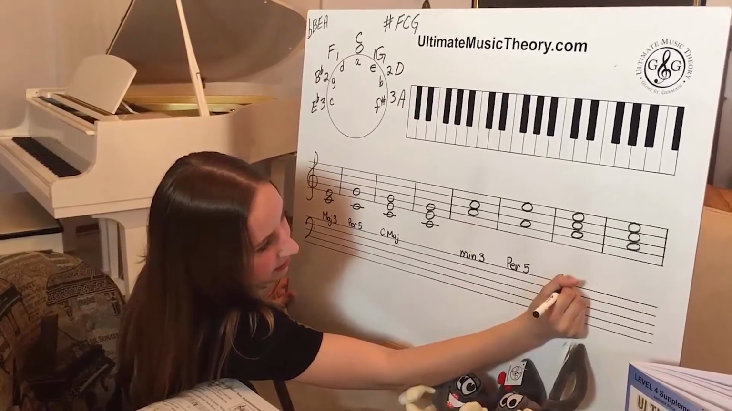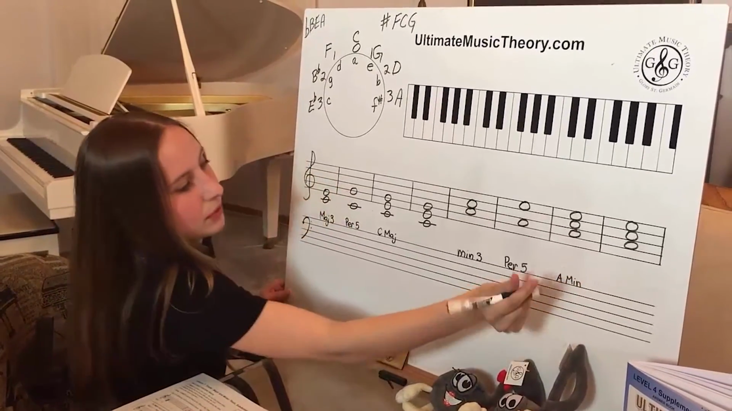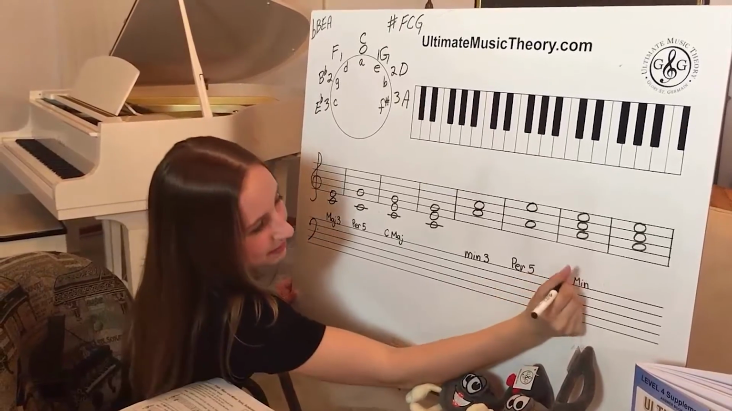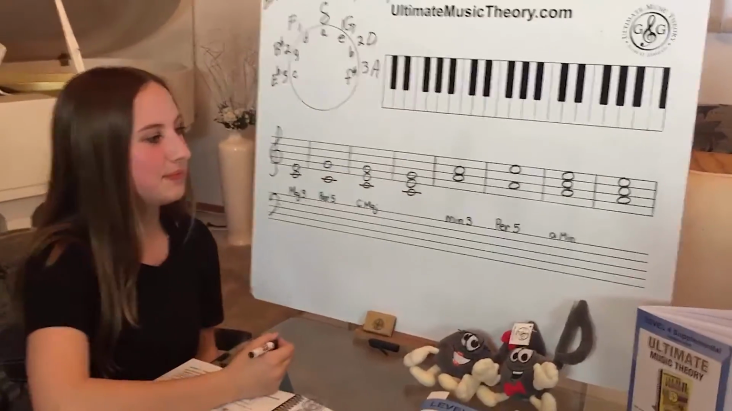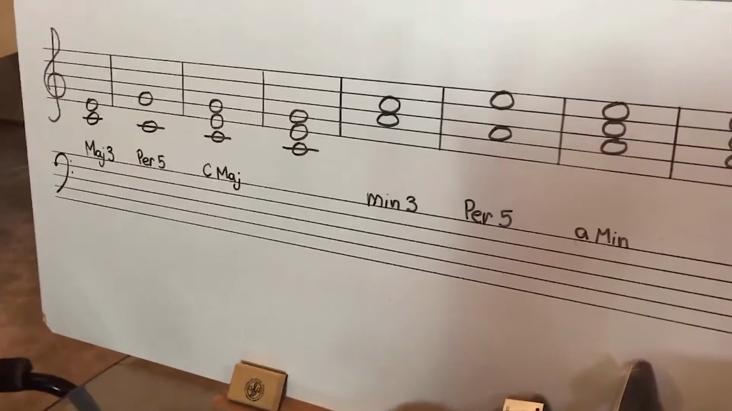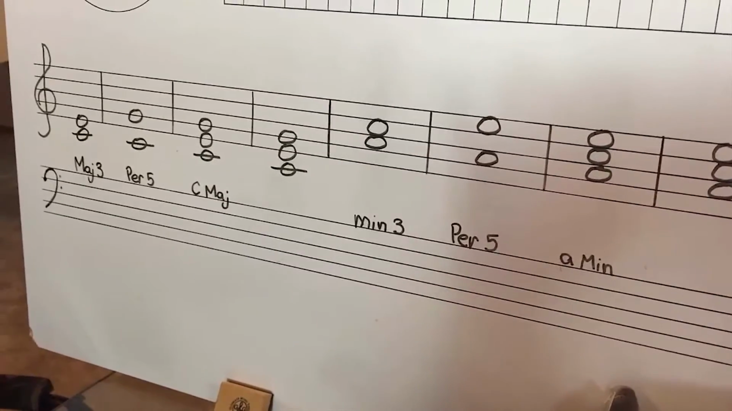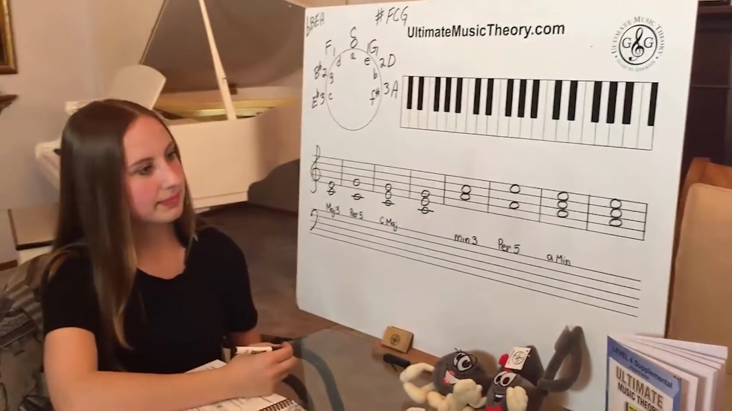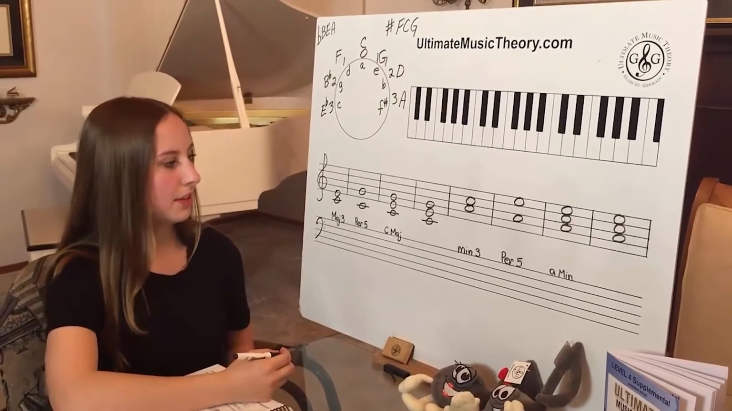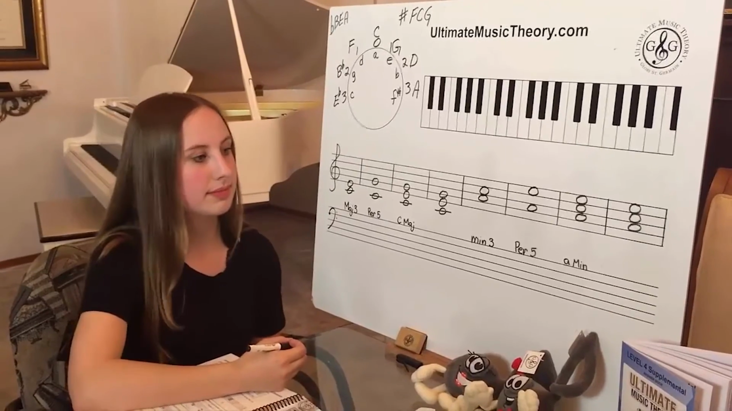So I noticed that when you're doing your minor triad, you've got a lowercase a for your minor triad and an uppercase C for your major triad, correct? Correct. So when you're looking at the triad of C major, who is the root? The root is C. Okay. When you look at the A minor triad, who is the root? A.